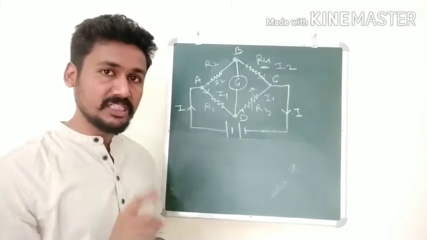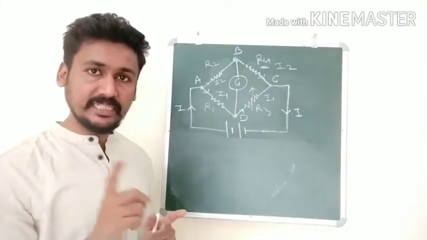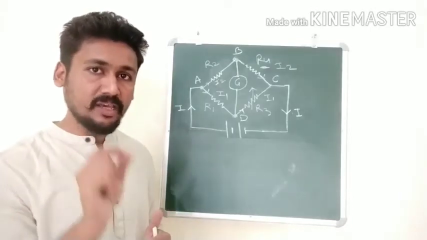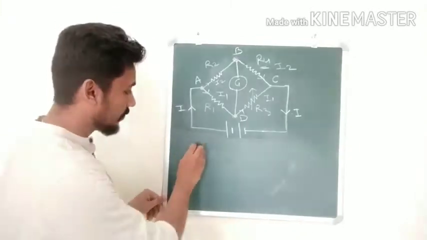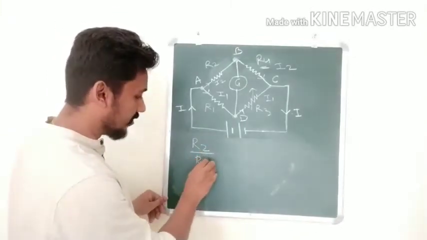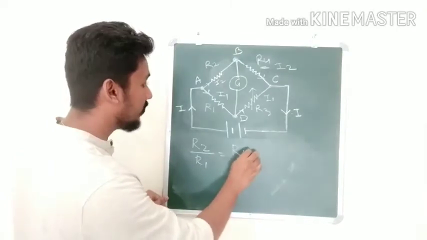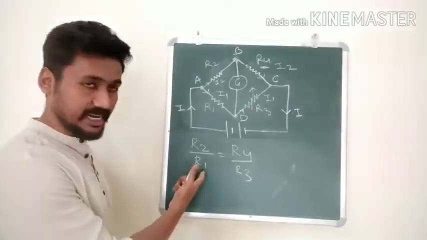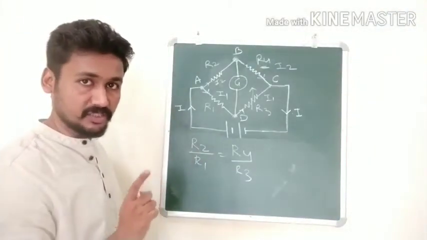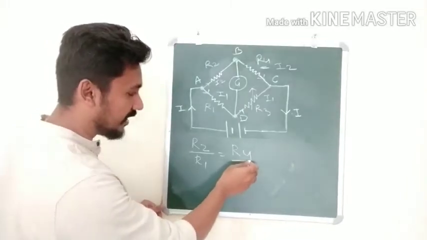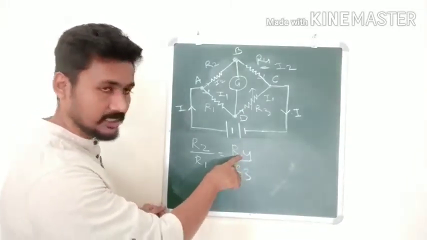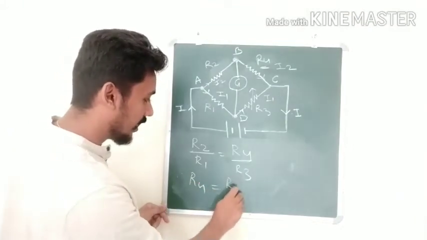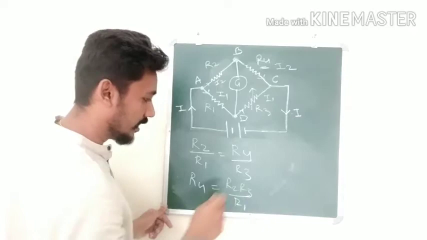Now if you compare equations 1 and 2, you will see the LHS is the same, that is I1 by I2. So we can equate the RHS. So comparing equations 1 and 2, we can write R2 upon R1 is equal to R4 upon R3. Correct? This is the equation we can get if we compare equations 1 and 2. And from here, very easily you can find out the unknown resistance R4. So therefore you can write unknown resistance R4 will be equal to R2 R3 upon R1.